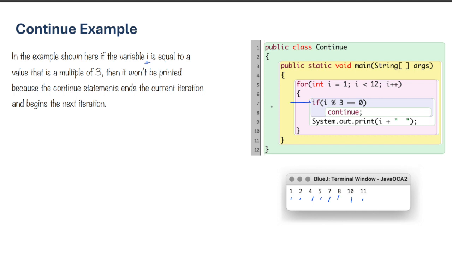So it says if i modulus 3 is equal to 0, continue means end this iteration. Let's go back. Let's increment to the next number. Maybe it's 4. 4 modulus 3 is not equal to 0, so it would print 4 and go on and so forth. So the continue statement is a useful one for when you just want to skip an iteration with certain conditions, but keep running through the loop regardless.